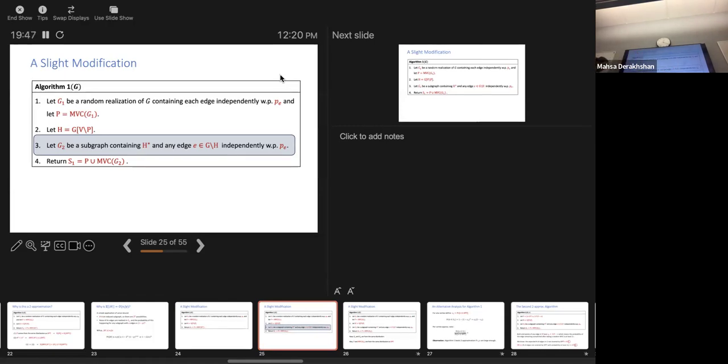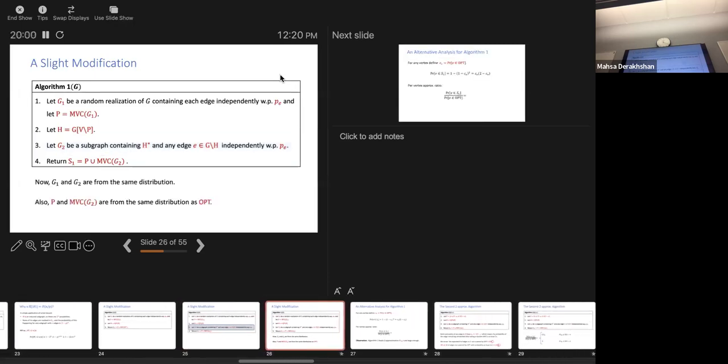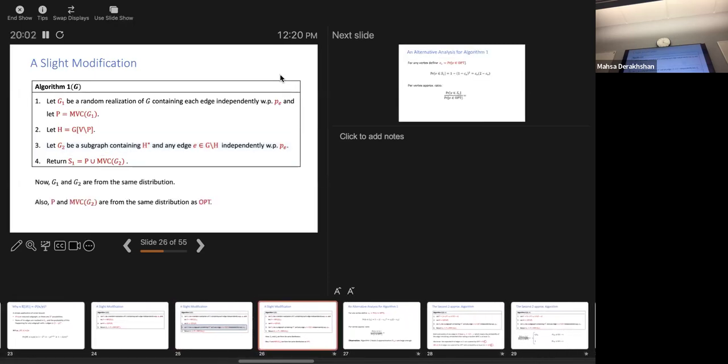Yes. But still, it's a 2 approximation because now the minimum vertex cover of this and this both come from the same distribution. But I'm going to talk about a slightly different analysis, and that helps us to see in which scenarios this algorithm will have a better performance.